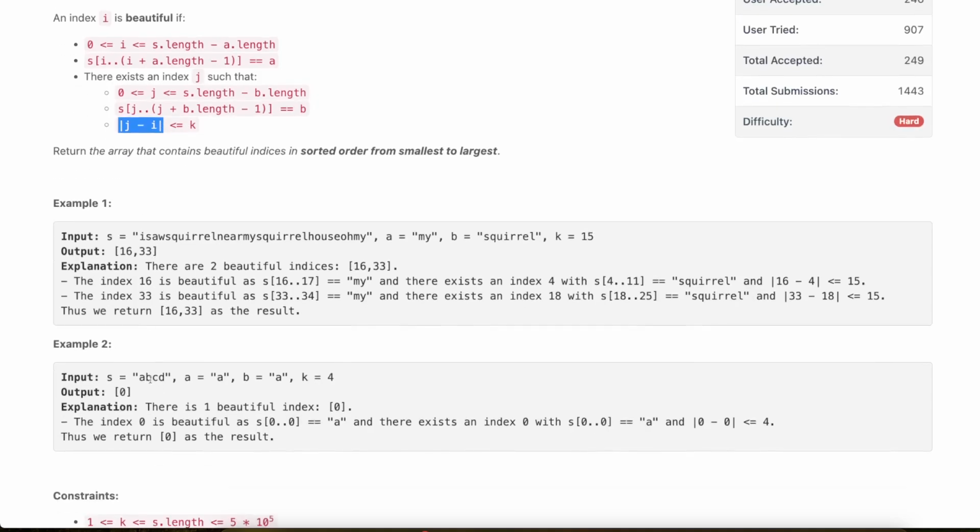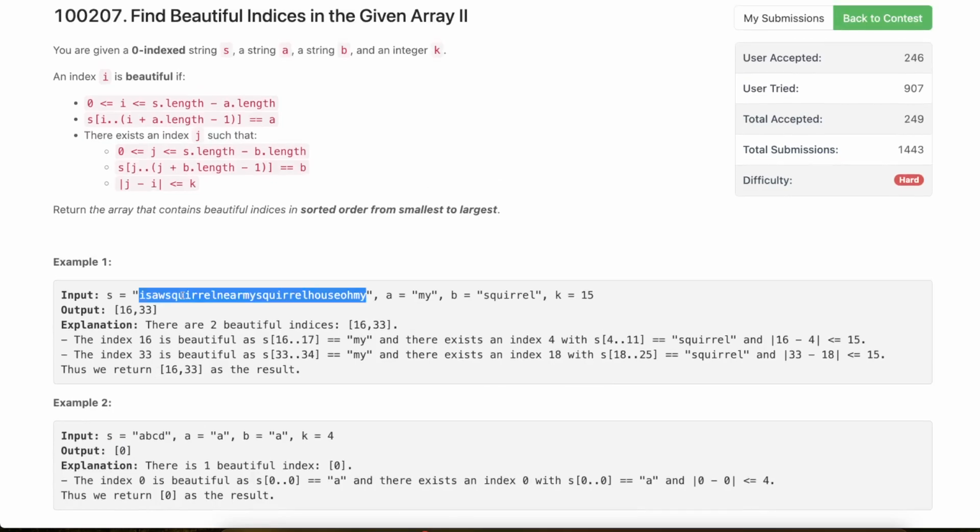So if you look at it, a is a, b is also a, so we have a here and b here as well. So i is 0, j is 0, and if you do the modulus of i minus j, that will also be 0. So 0 is less than or equal to 4, hence the first index is a beautiful index. Now for this index to be beautiful, there should be the entire string a starting from this index, but that's not the case. So this index is not beautiful. Similarly, these two indexes are also not beautiful, and hence the answer is just 0. Basically only the 0th index is beautiful.